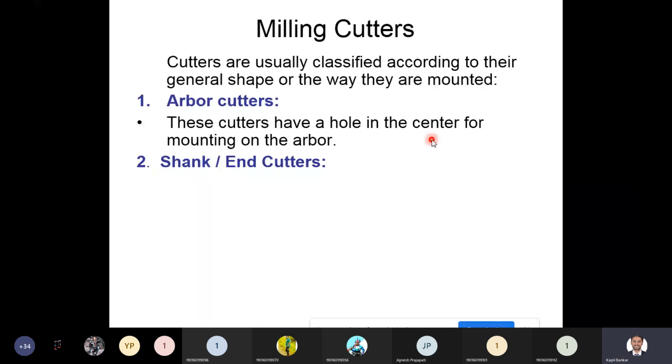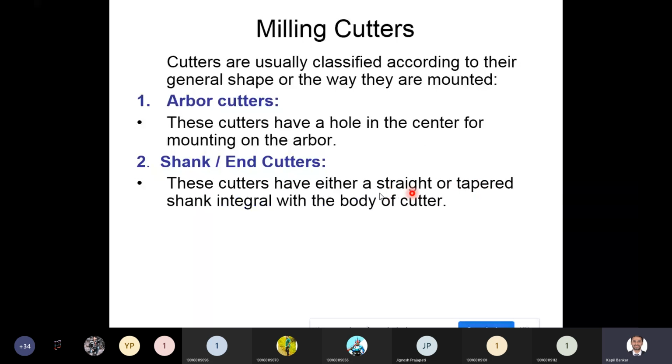Another type of cutter is shank or end cutters. These cutters have either a straight or tapered shank integral with the body of the cutter. So it is a very small cutter, or it looks like a pen type cutter, that can be fitted generally on vertical milling machines.